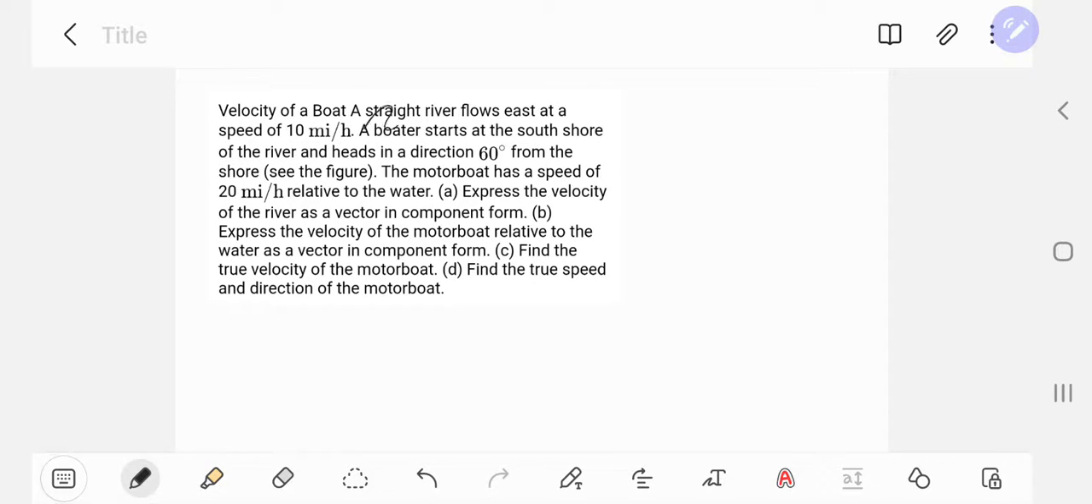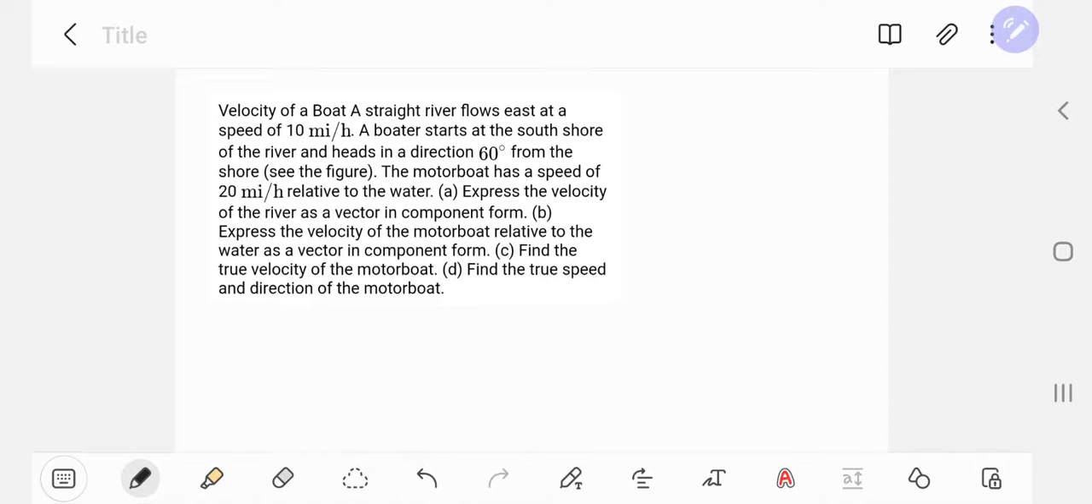So the velocity of a boat, which is in a straight river, flows. So I think I found this thing which is pretty straight now. The river is flowing due east, okay, with this much speed, and a boater that starts at the south shore of the river and heads in a direction 60 degrees from the shore. For this, I think we have to draw the diagram.